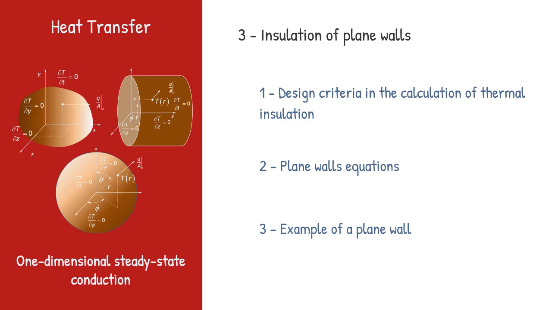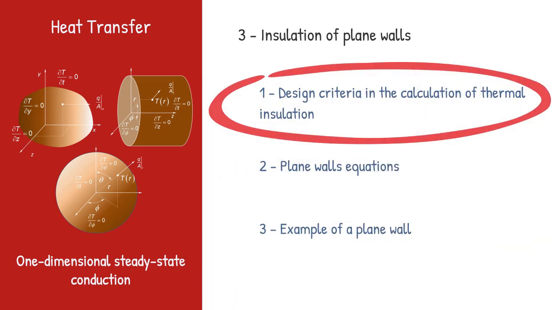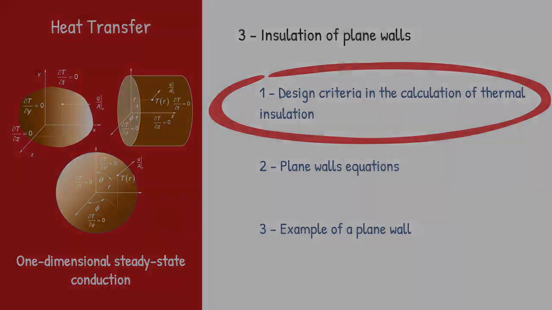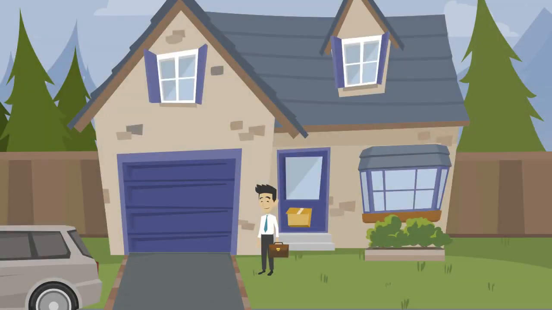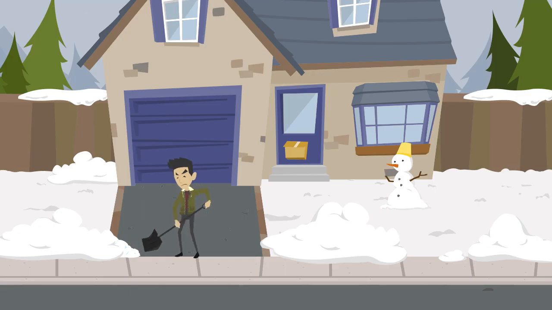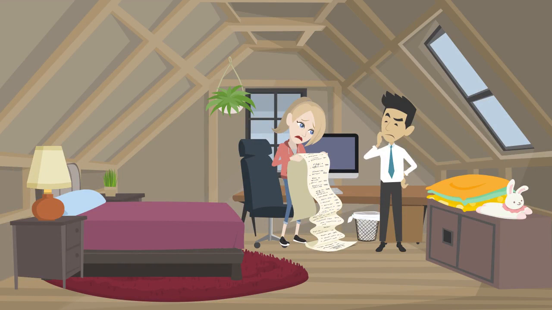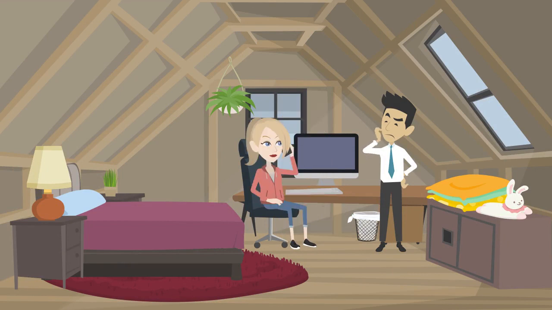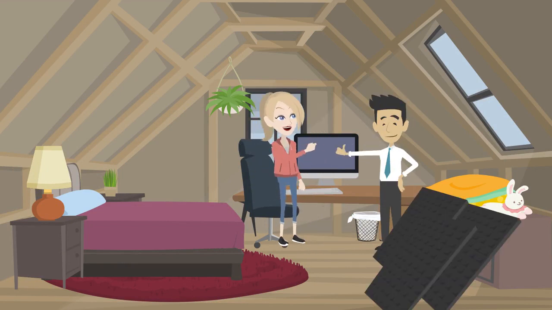Let's start by defining what the criteria are for calculating insulators. We call insulation the layers of low thermal conductivity material that we install to reduce heat transfer between two systems. For example, a layer of insulating material to reduce heat losses from a building to the outside environment.